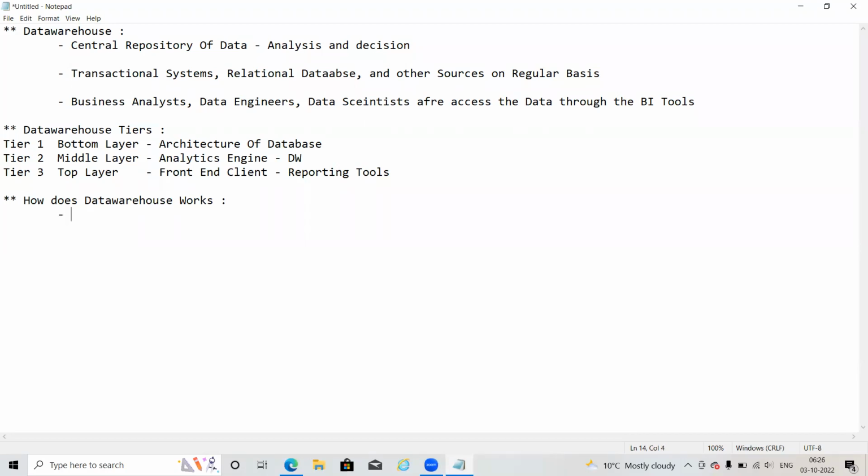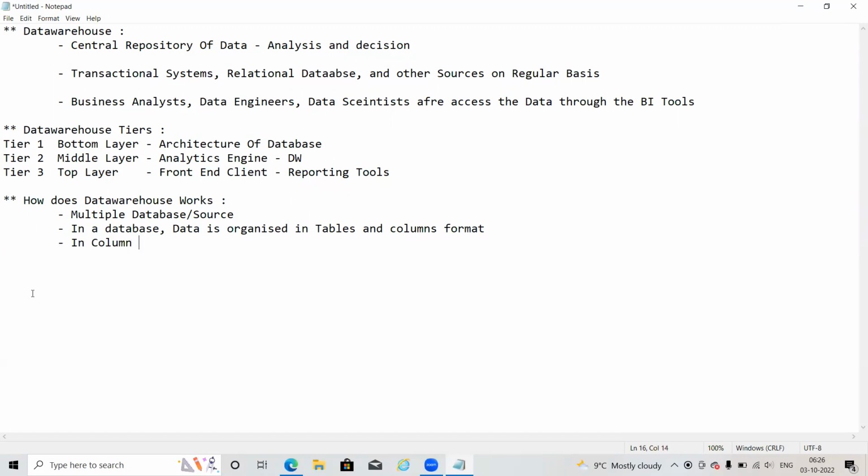A data warehouse may contain data from multiple databases or sources. In each database, data is organized in tables and columns format. In a column, data will be described in different types.